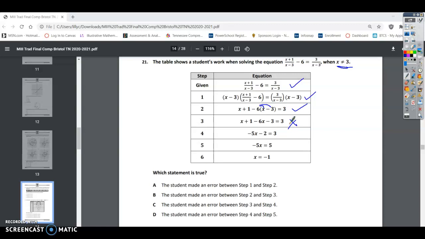So for number 21, which statement is true? The students made an error between steps 2 and 3. So it's going to be answer B. So number 21, the answer is B.